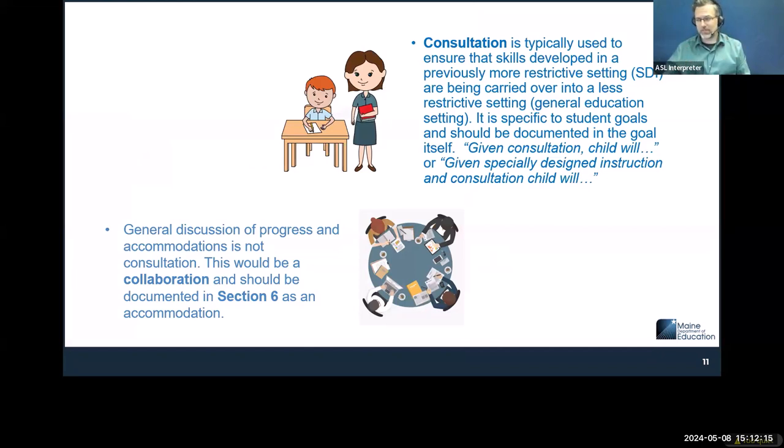And it has to be tied to a goal. Consultation is always tied to a goal. If you're just talking to the teacher about possible accommodations, or how the kid is doing, and it's not tied to a specific goal, that's collaboration. And that would go in as an accommodation in section 6. Consultation is a service and goes in section 7.